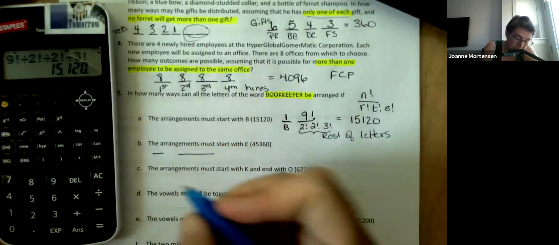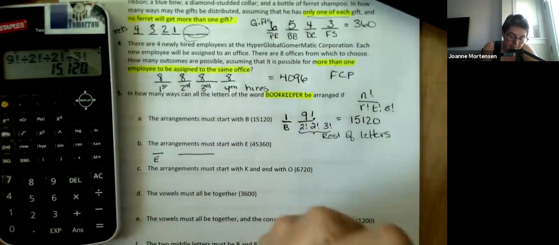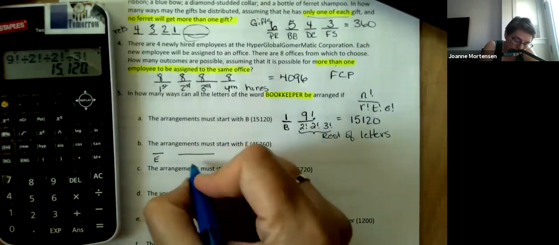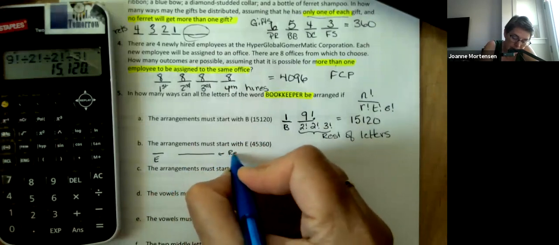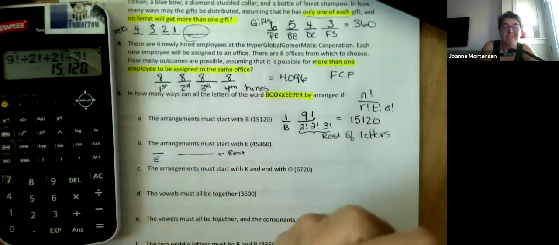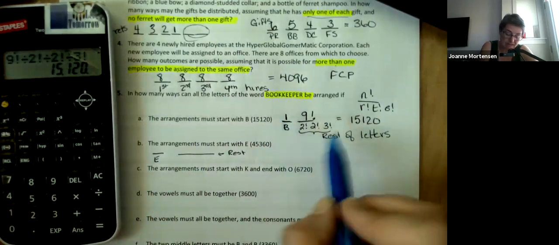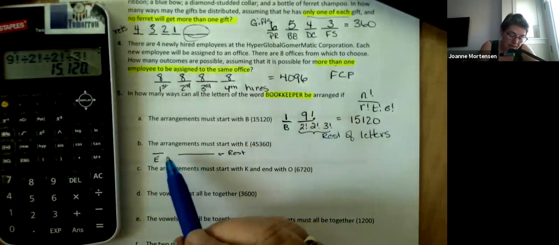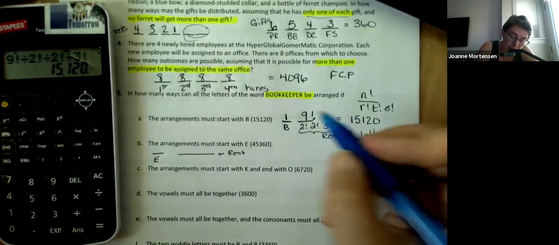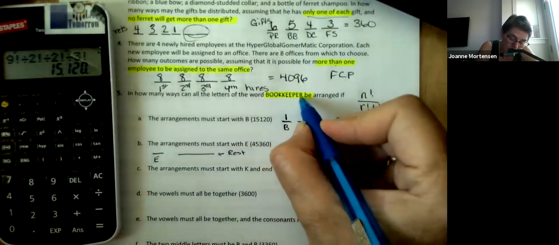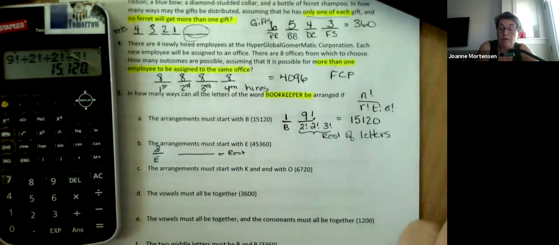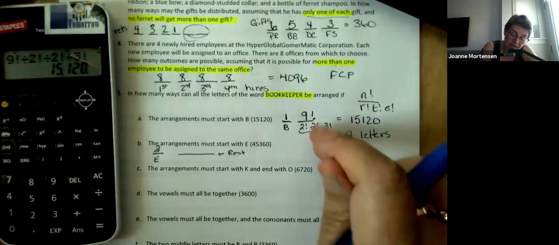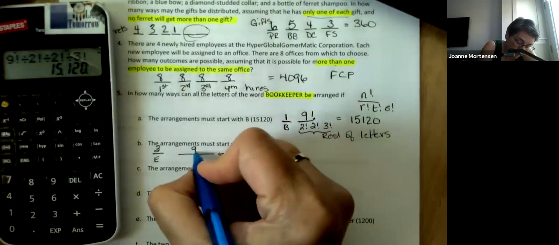You're gonna do it the same way. We got to start with an E, and then this part is going to be the rest. I don't want to write rest underneath because then I'm not going to have room to put my stuff in there. All right. So in our word bookkeeper, there are 3 E's, and if we use 1 up, I know that's going to leave me with 9 left over, just like here. So that's going to be 9 factorial.